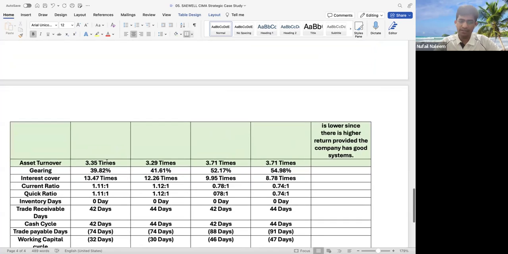Now, asset turnover, students, you see, we don't have much of an inventory or anything. We are effectively using property, plant and equipment with our basic building facilities, all those tiny facilities. And it is 3.3 times. That means we are utilizing our assets 3 times the revenue. That is, based on our assets, we can generate 3 times the revenue. And it's in line with the industry trend.